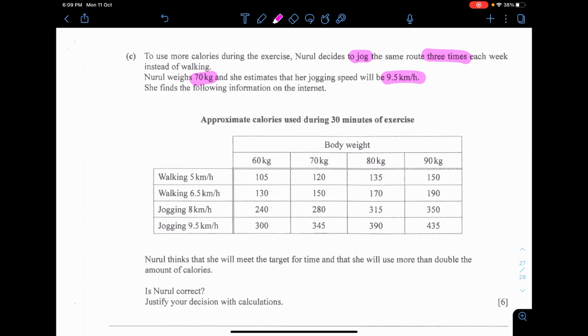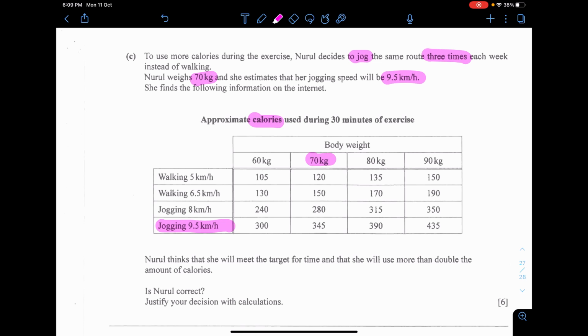Okay, there's this data here, and obviously we are going to use the bottom row and then the 70 kg. I don't know what this 345 actually means. Oh, calories, yes, the amount of calories used. Nurul thinks that she will meet the target for the time and that she will use more than double the amount of calories. You mean to say more than double of 345, I guess?